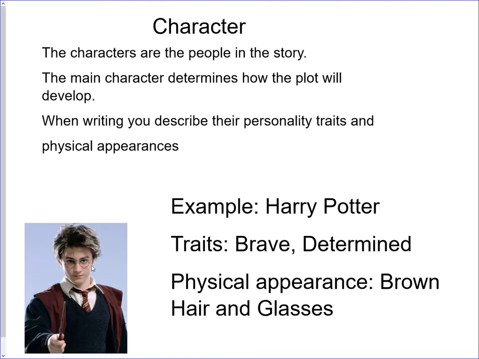Our first term is character. The characters are the people that are in the story. So when you're writing a story, you want to have a main character, right? The main character is the person we're following in this story. The main character determines how the plot will develop. So when you're writing about your characters, you want to introduce them in the beginning of the story. When you're writing about them, you want to describe their personality traits as well as their physical appearances.